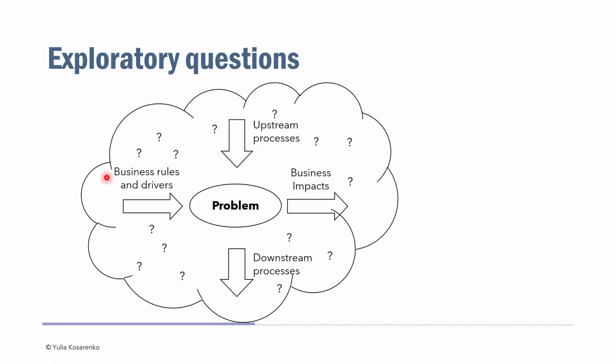First of all, think about what the drivers and business rules are that impact my business process or problem. Business drivers could be, what are the goals and objectives that are important right now? What is the strategic direction of the company that may be relevant to the problem?